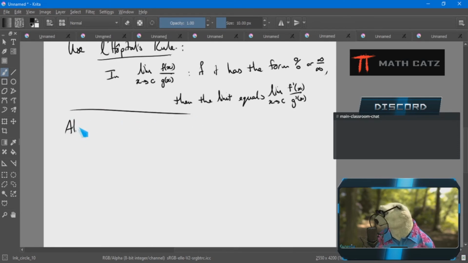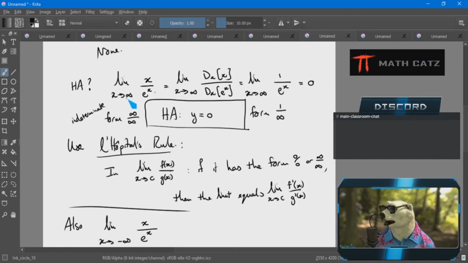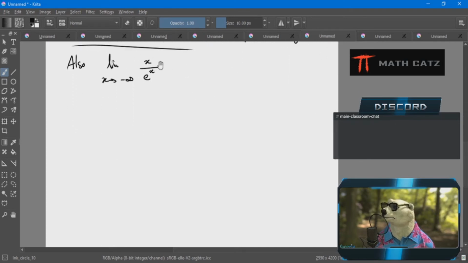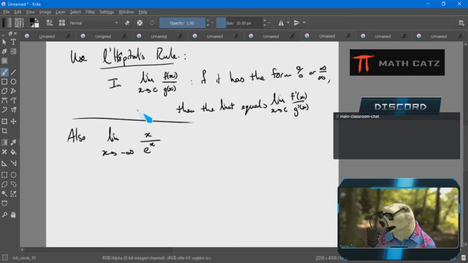I also have to check when x goes to negative infinity. There are two sides for the long-term behavior, right? I've only done one. I only did infinity. So let's see. Actually, I want to leave L'Hopital's rule up here. Can I use L'Hopital's rule again? Can I just take the derivative of the top and the bottom? No. I can only do that if the form is 0 over 0 or infinity over infinity. It's very specific. If it doesn't work like that, I cannot do this. It is garbage.